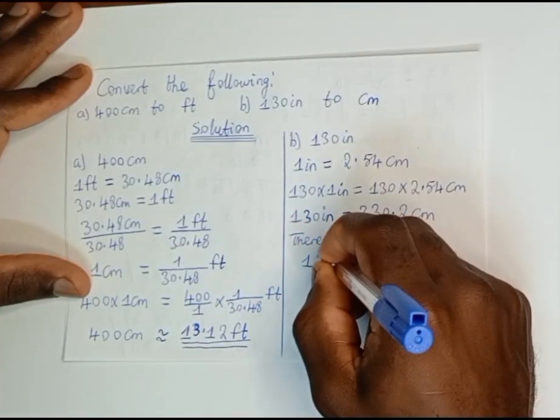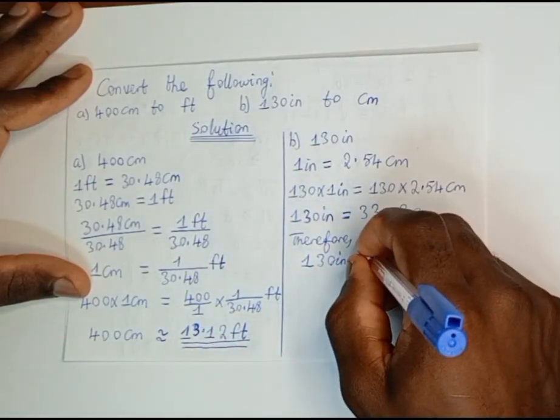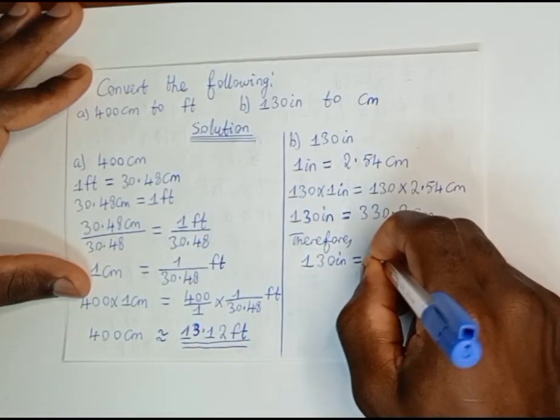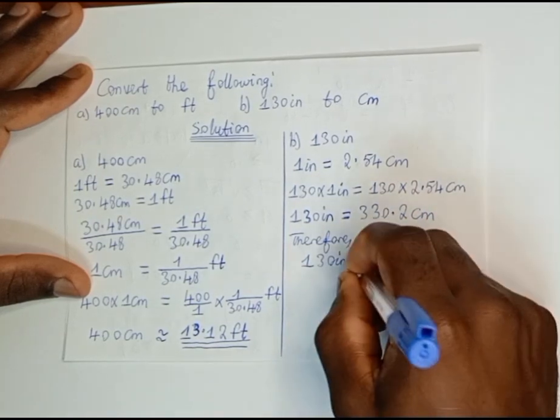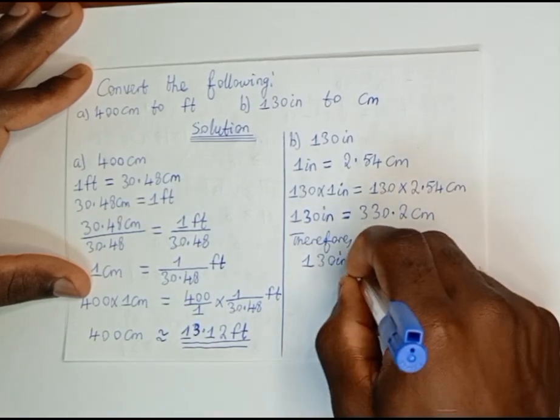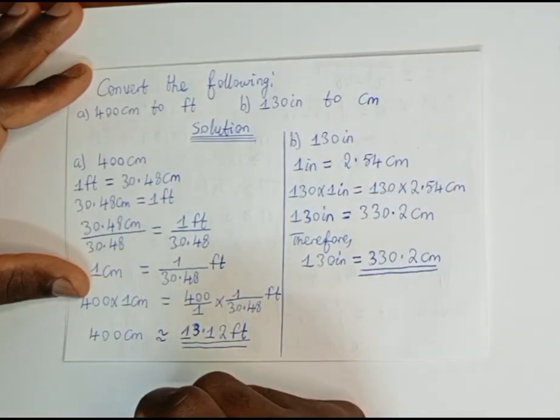Therefore, 130 inch is simply equal to 330.2 centimeters. We underline the answer. We are done with the solution of the following questions.